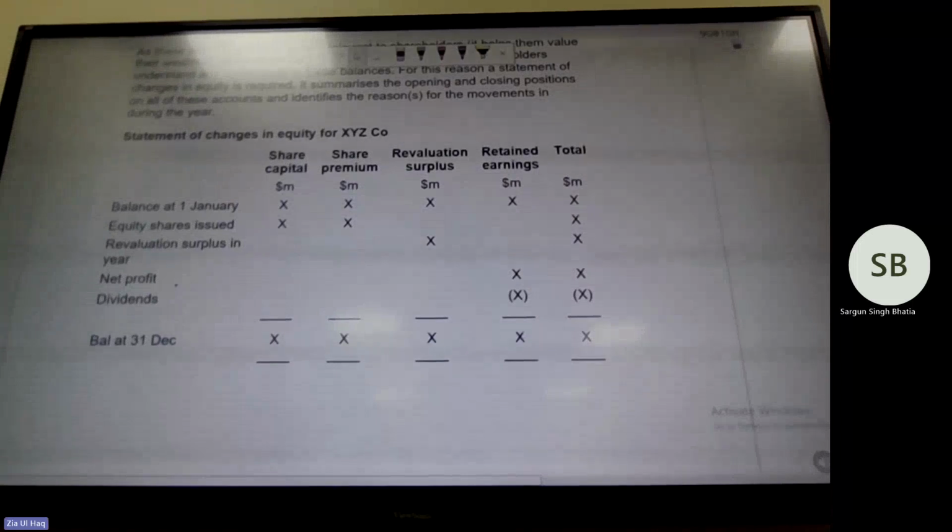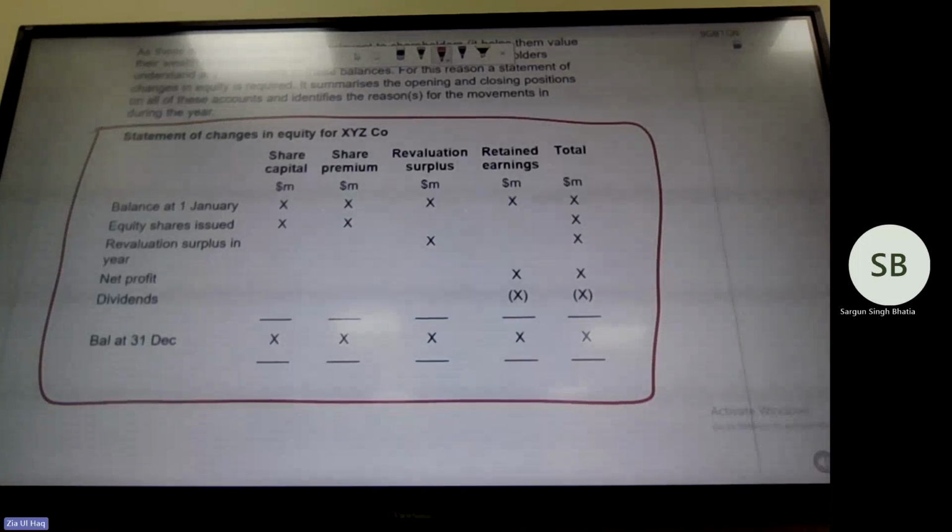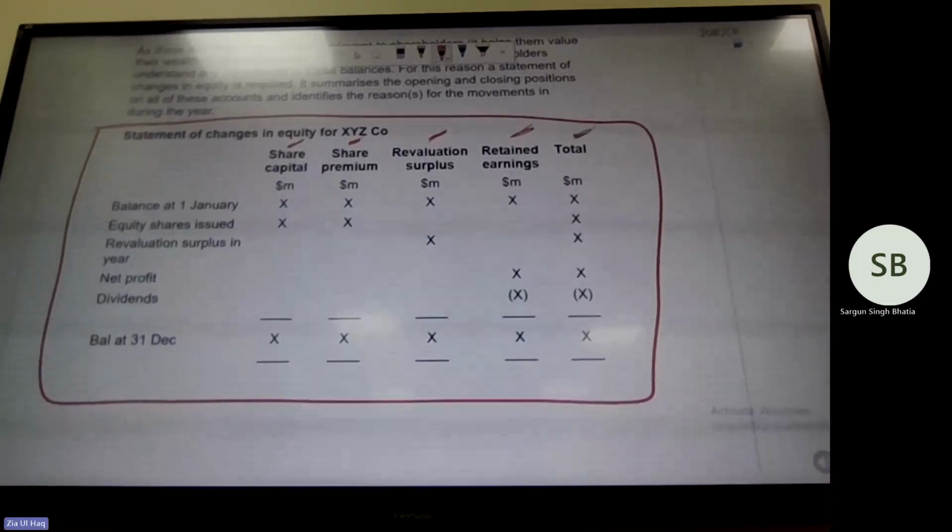Before moving to the question, we should know the format of the statement of changes in equity. There are 5 columns involved. One relates to share capital. Another relates to share premium. What is share premium? We have discussed this. If we have issued a share above par value, the value above par will be credited to the share premium account. Then revaluation surplus in case of revaluation, and retained earnings. And then the total column.